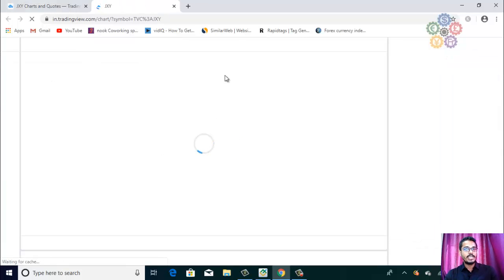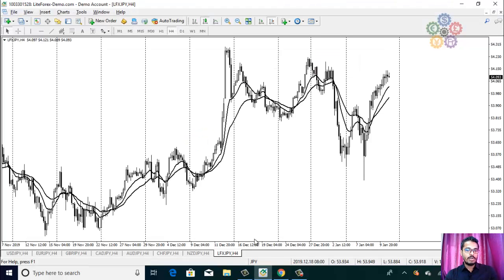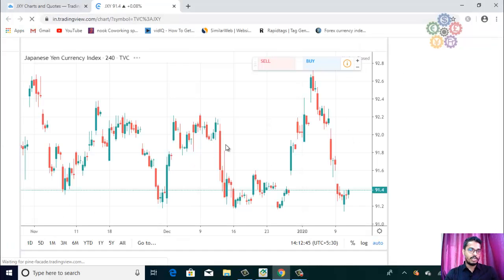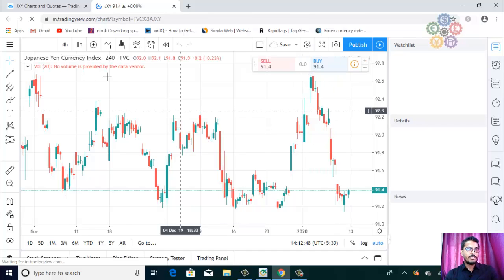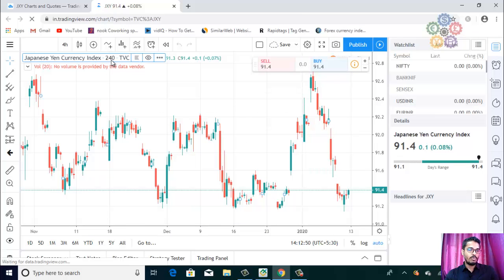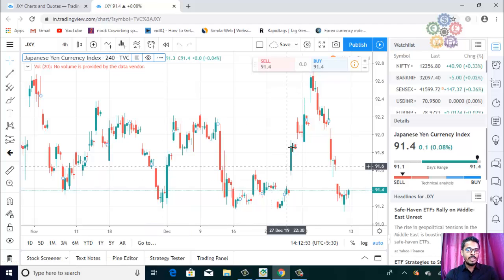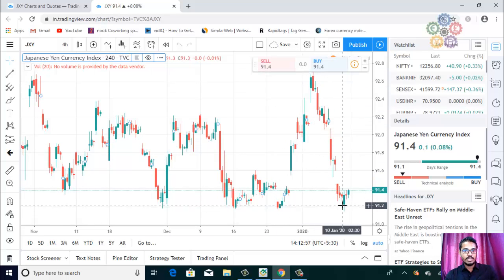So this is actually the yen index. So this is what I mean by the Liteforex chart and in any other chart, right? So here you can see the yen index. This is the indices chart, 240. So this is like the 4-hour time frame, and you can see that the yen was getting strong and then the yen was getting weak.